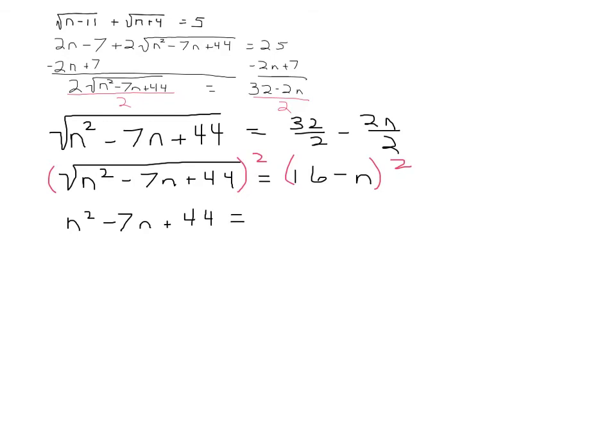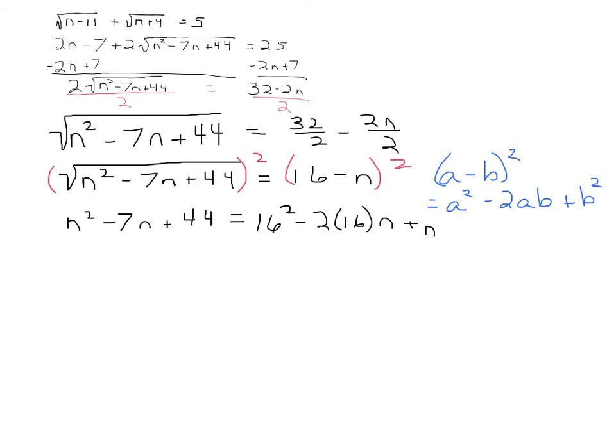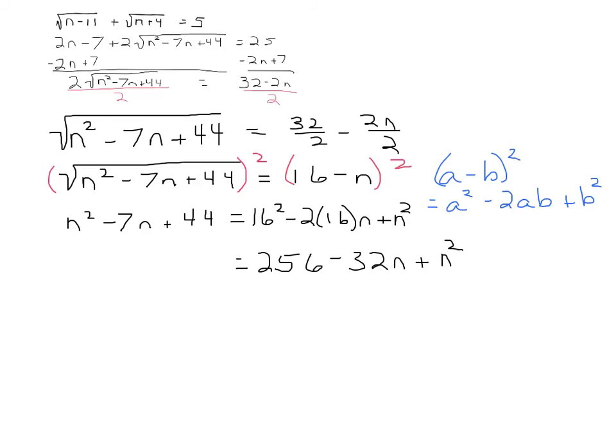And we use our formula again on the right, only this time we have a minus sign. So that gives us a squared minus 2 times a times b plus b squared. So that gives us 16 squared, which is 256, 256 minus 32n plus n squared. And I just realized I made an error. Up here, let me point to it, up here should be a minus sign.